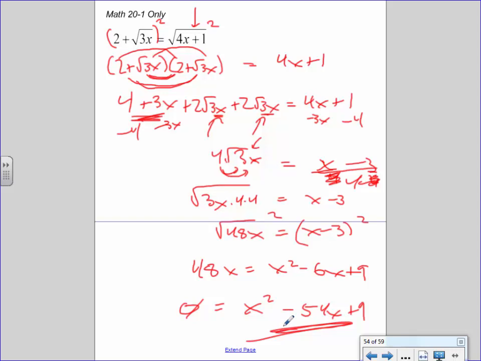So this is the twist for anyone in Dash 1. You have to be able to handle a second square root sign. It's more work, that's all. How did I do on that one? You guys able to follow that? Okay, let's try another example.